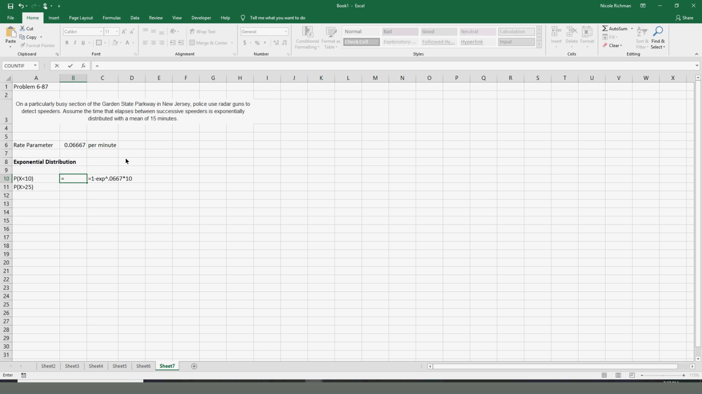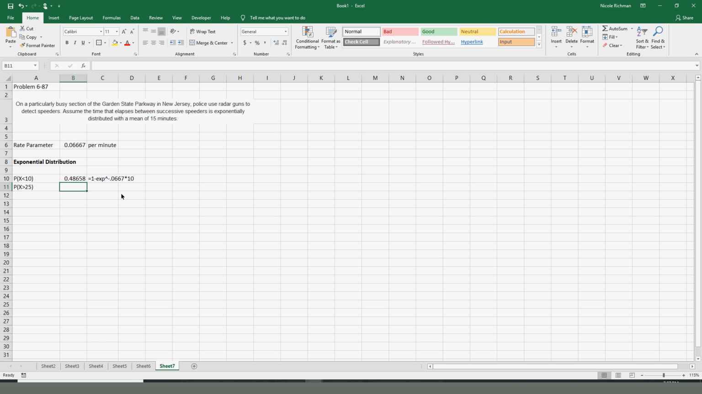So we're going to type in that function this way. 1 minus the exponent of, actually we're going to click on the cell, times 10. Oh, negative, sorry. Your exponent has to be negative. It's like I knew I typed something in wrong there. Negative B6. There we go. So there's a 48% or 49% chance that a speeder will come along in less than 10 minutes.